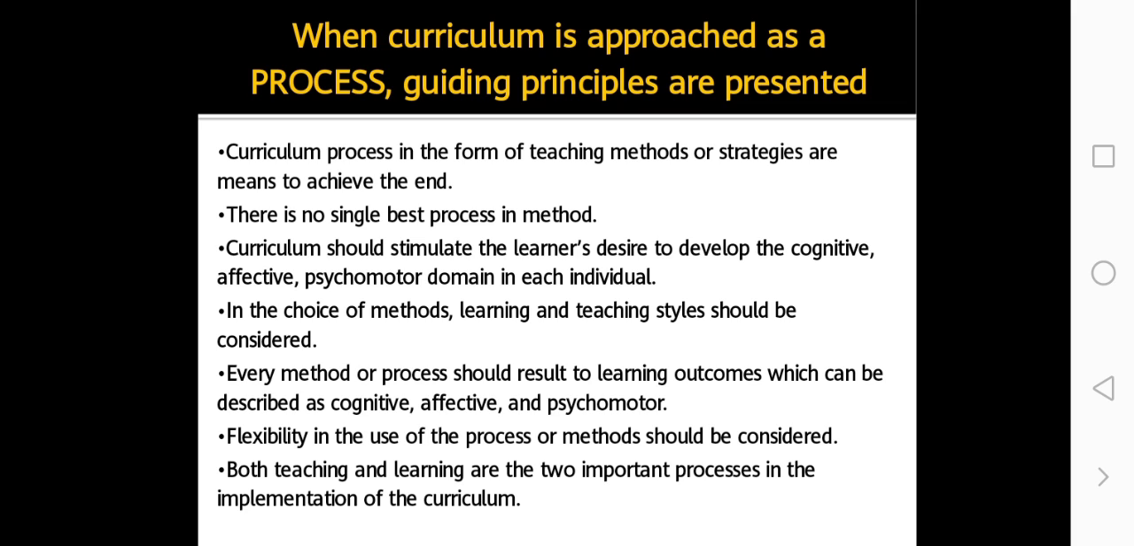Fourth, in the choice of methods, learning and teaching styles should be considered. Fifth, every method or process should result in learning outcomes which can be described as cognitive, affective, and psychomotor. Sixth, flexibility in the use of the process or method should be considered. An effective process will always result in learning outcomes. Seventh, both teaching and learning are the two important processes in the implementation of the curriculum.